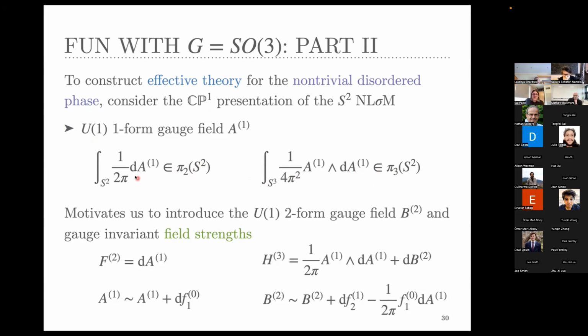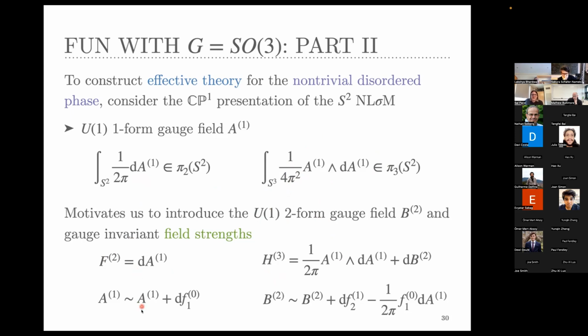And let's say, well, I really like dA. Let's include that in building an effective field theory. So let's include this field strength dA. And I want to be inspired by this. I want to include this as a field strength, but it's not gauge invariant. So let's introduce a U(1) 2-form field B, such that this becomes gauge invariant, and we introduce this field strength H, right? So I just stuck out a 2 pi. So now this is my 3-form field strength.